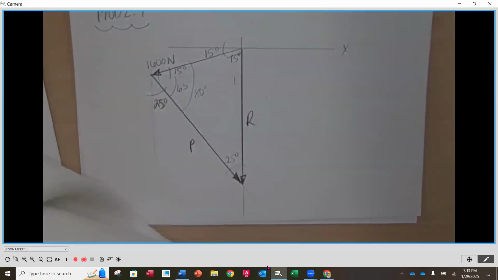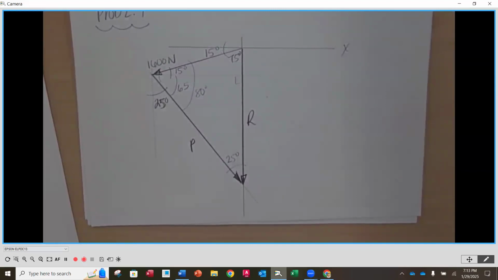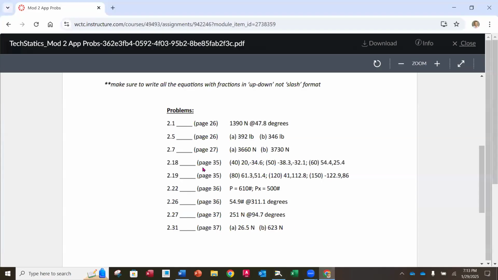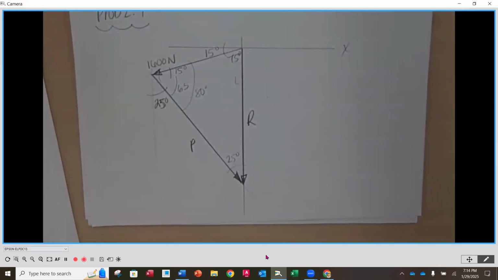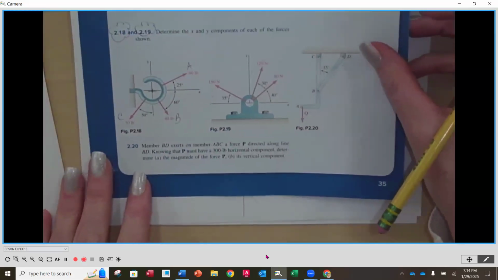So then we're going to go to the next section. I do have some of these. All right, so we're going to do 18, 19, 22, 26, 27, and 31. Yep, they're all in this next section. Okay, great. So going back underneath, let's look at problems 2.18 and 2.19.